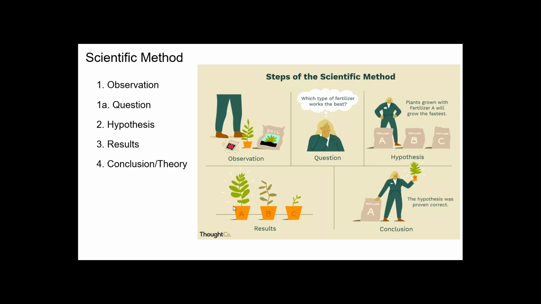Which type of fertilizer works best? You suspect that plants grown with fertilizer A will grow the fastest, if you have three different types of fertilizer. So you plant the same kind of plant under the same conditions, just with different fertilizer, and you test that theory to see if that is exactly what happens.